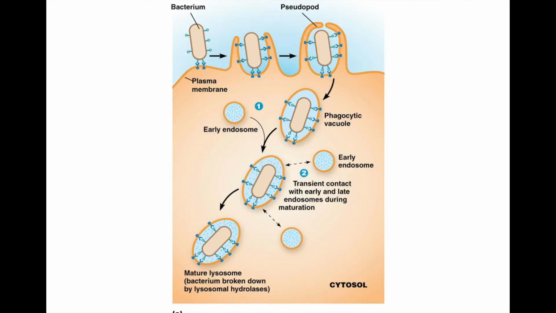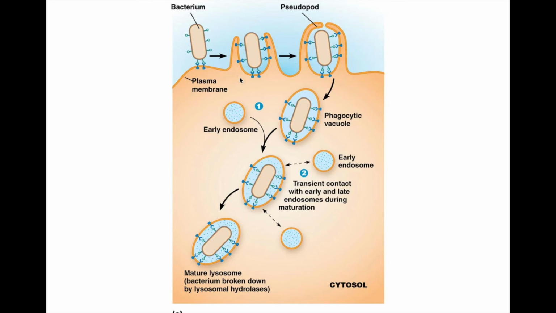When cells are endocytosing, it can be more specific. It can be just general, taking in fluid. It's called pinocytosis. There can be a more specific receptor-mediated endocytosis. In this case, this would be something like a macrophage endocytosing a bacterium. There would be a cell receptor that would recognize proteins or carbohydrates on the outside of the bacterium.